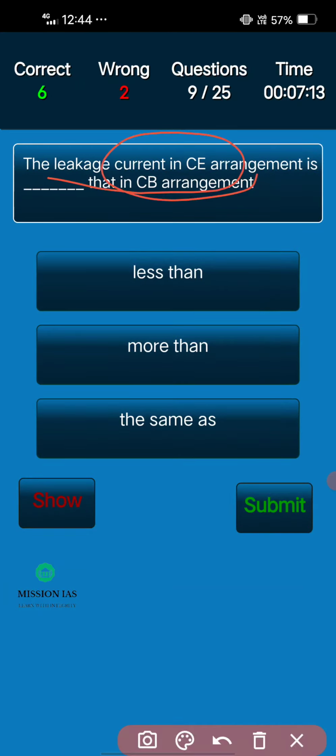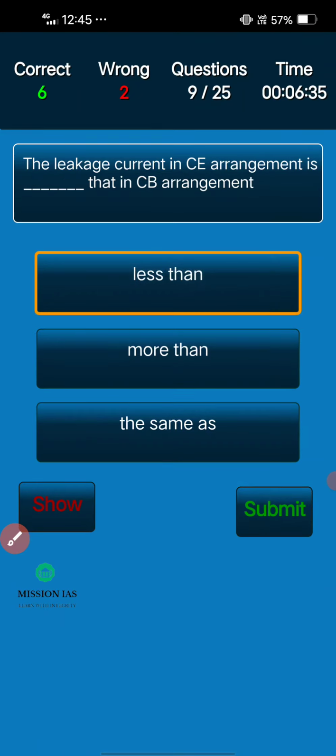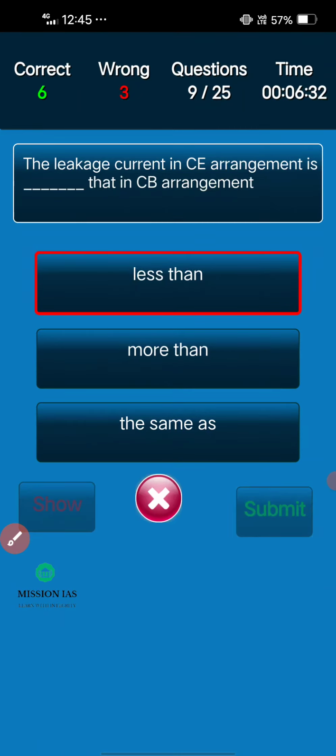Then the next question is: the leakage current in CE, the collector emitter arrangement, is dash, compared to the CB arrangement. Whether it is less or more. Whenever we discuss collector emitter, the emitter usually has high impedance, and the base is moderate. So I think the leakage current in the CE arrangement is less than, but let me check the answer. Yes, it is more than. Okay, so it is more.